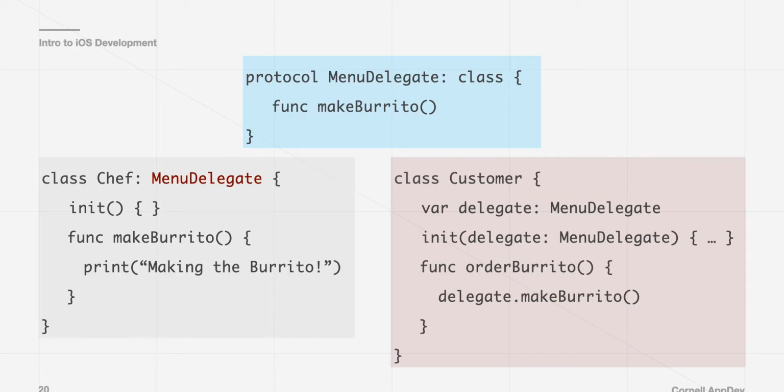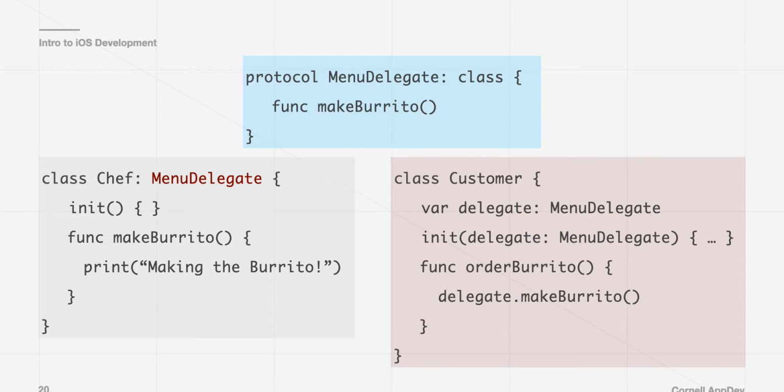If you look at this code, you'll see that at the top in the blue, that's the protocol definition. It's called MenuDelegate and it has one function, which is makeBurrito. If this was the menu you got at a restaurant, you would only be able to eat burritos. Then there's the chef, which conforms to the MenuDelegate protocol, as you can see in the red, and it implements all the functions in the protocol. If you want a class to conform to a protocol, it has to implement all the functions stated in that protocol. In this case, it implements makeBurrito, so it just prints "making the burrito."